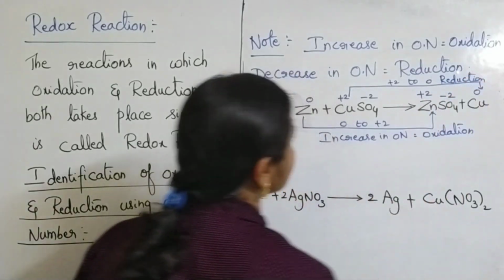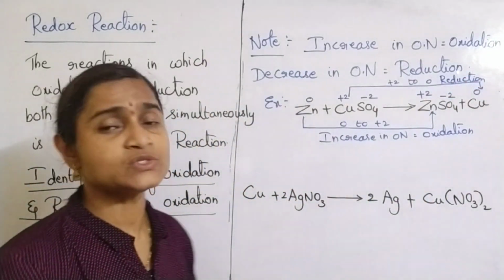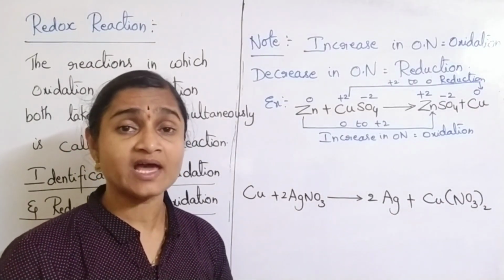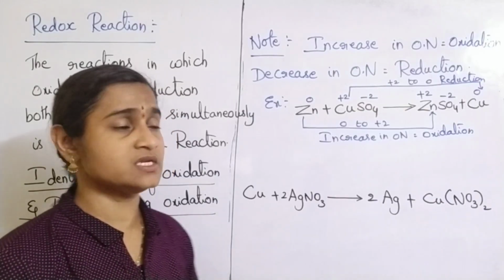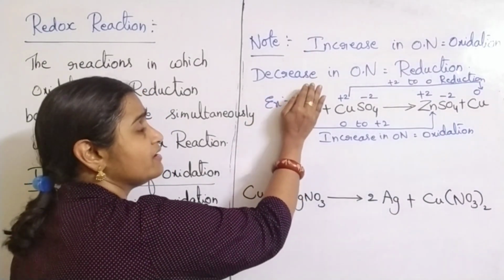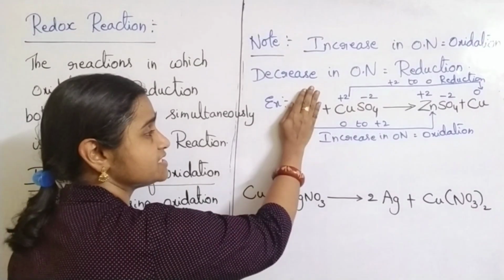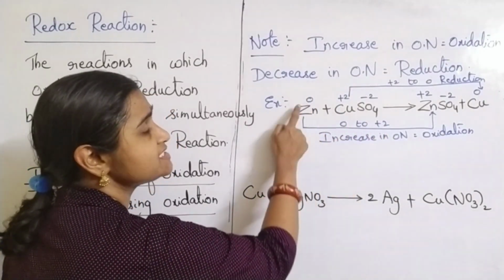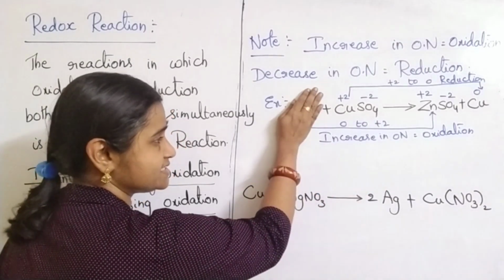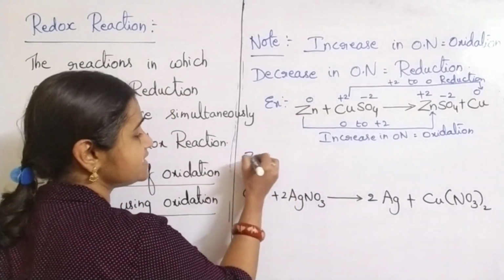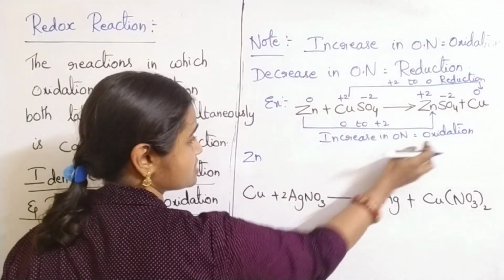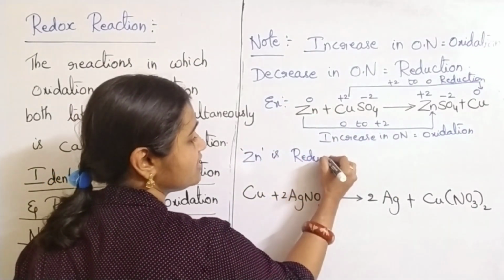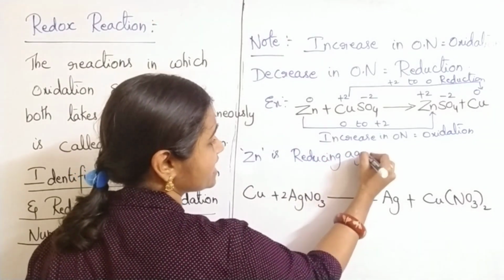Here the substance which undergoes oxidation is called the reducing agent, and the substance which undergoes reduction is called the oxidizing agent. So in the reactant side, whatever substance is getting oxidized, here zinc's oxidation number changed from 0 to +2, that means there is an increase in oxidation number for only zinc. So you can write here, zinc is undergoing oxidation, so zinc is the reducing agent. In this reaction, zinc is considered as the reducing agent.